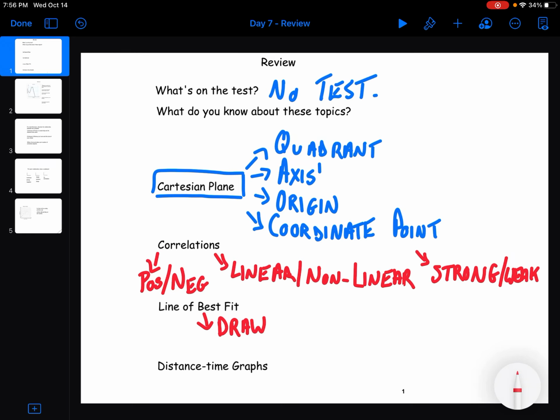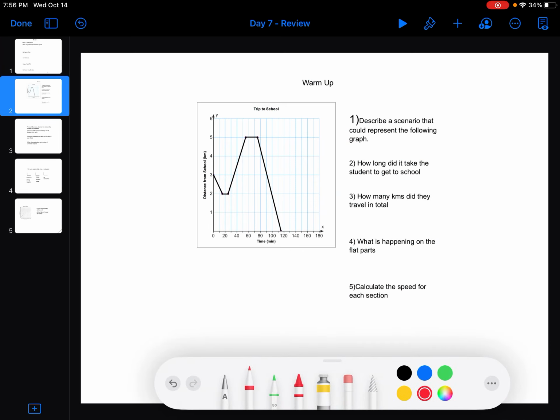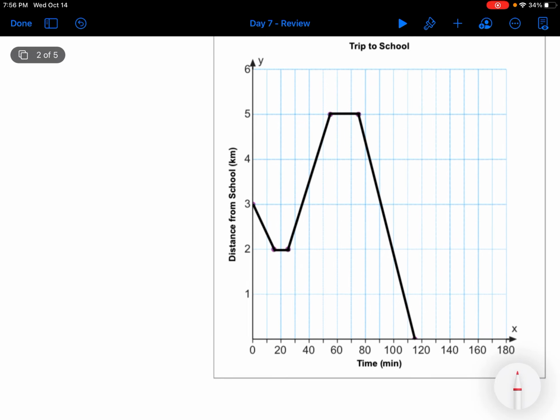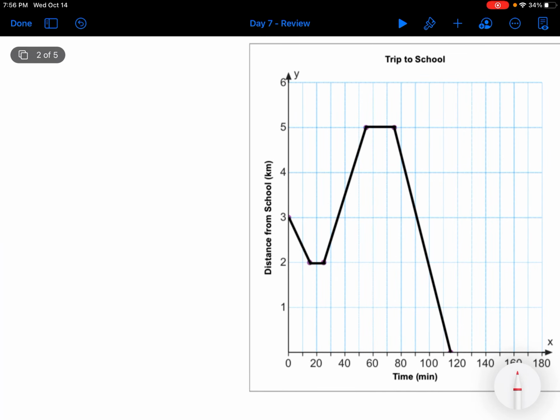Distance time graphs, we just went over that. You should be able to label a distance time graph. What I mean by that is something that people struggle with. Describe a scenario that could represent the following graph. If I zoom in, this says distance from the school, so I need to be exact. I'm going to label each of these little sections, and I'm going to have something about each section.